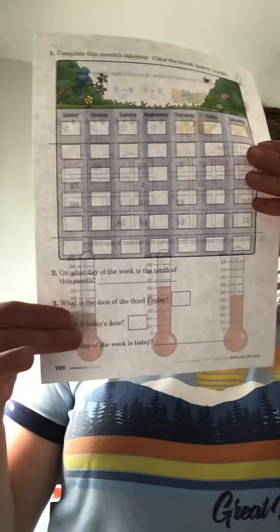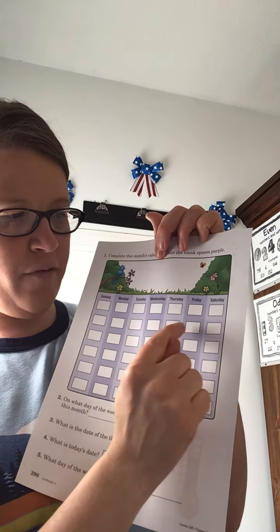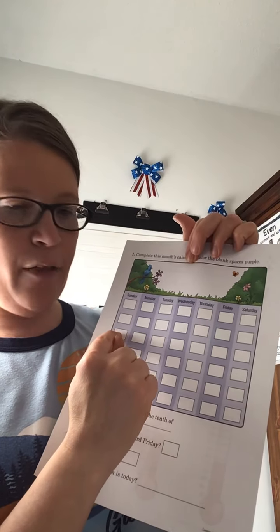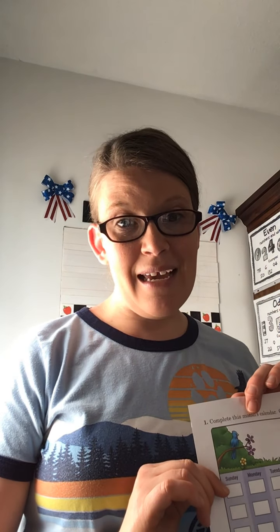Okay, I'm going to assume you filled yours in, and let's answer the questions together at the bottom of the page about the calendar. On what day of the week is the 10th of this month? So you should have filled in your calendar 1, 2, 3, 4, 5, 6, 7, 8, 9, 10. The 10th was on a Sunday. One of the things we capitalize is days of the week. So make sure that you spell Sunday with a capital S-U-N-D-A-Y. Sunday.